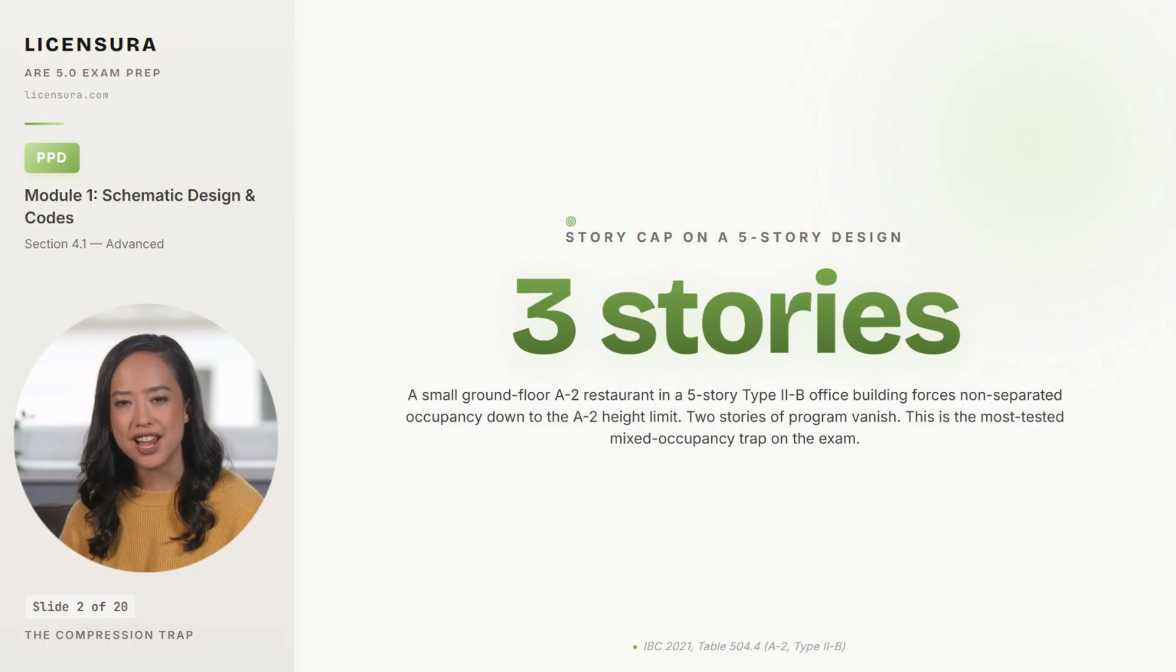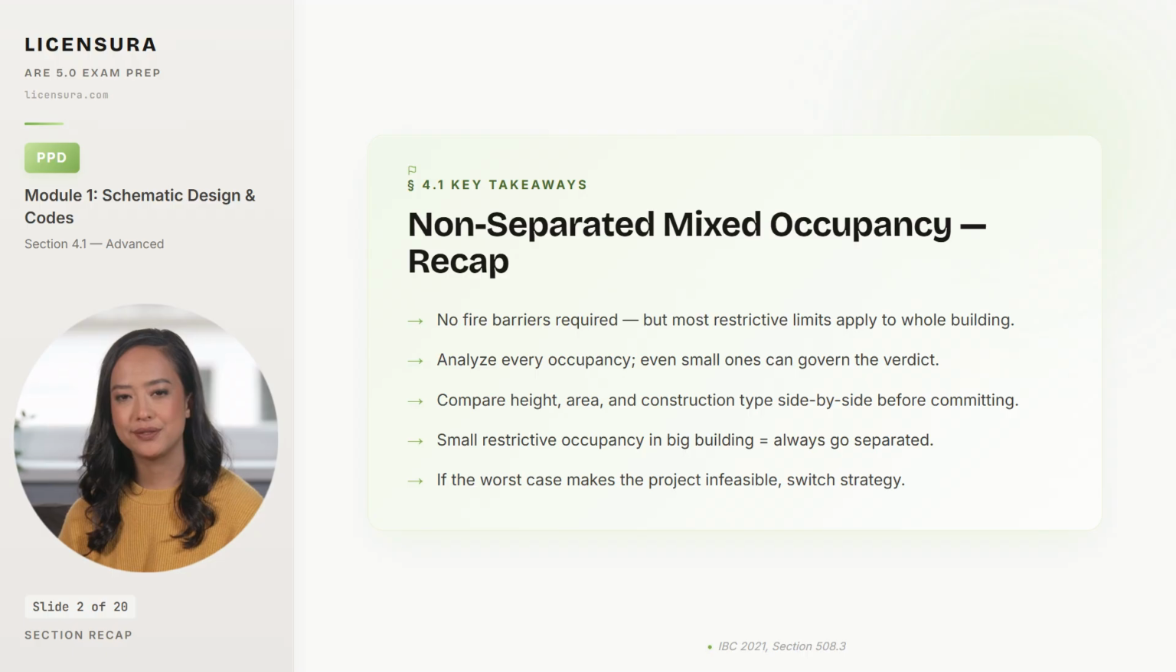Walk away with these 5 anchors so the trap stays visible in every schematic design review. 5 anchors from the non-separated analysis. First, the strategy skips fire barriers between occupancies, but applies the most restrictive limits of any occupancy to the entire building. That single sentence is the rule. Second, every occupancy in the building counts in the comparison. The small ones are usually the ones that bite. Third, run height, area, and construction type side by side in a table before committing. Guessing gets you the wrong answer.